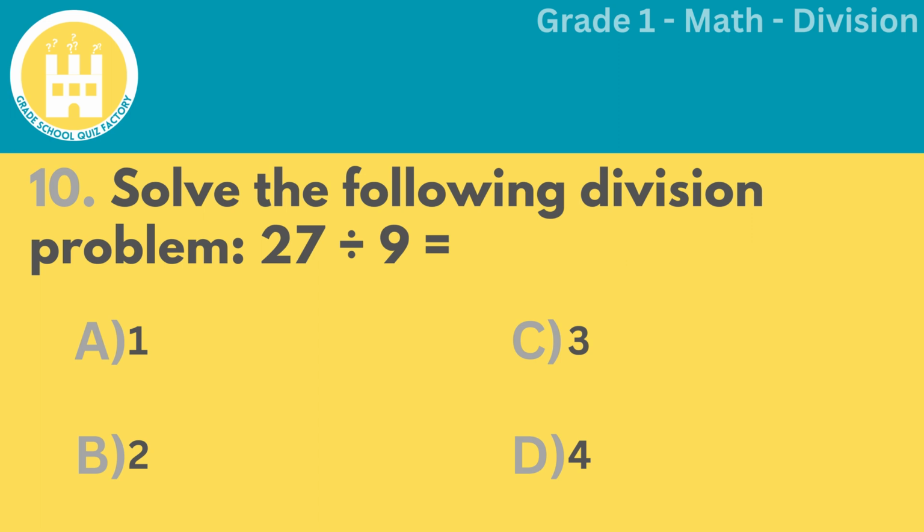And lastly, solve the following division problem. 27 divided by 9 equals blank.